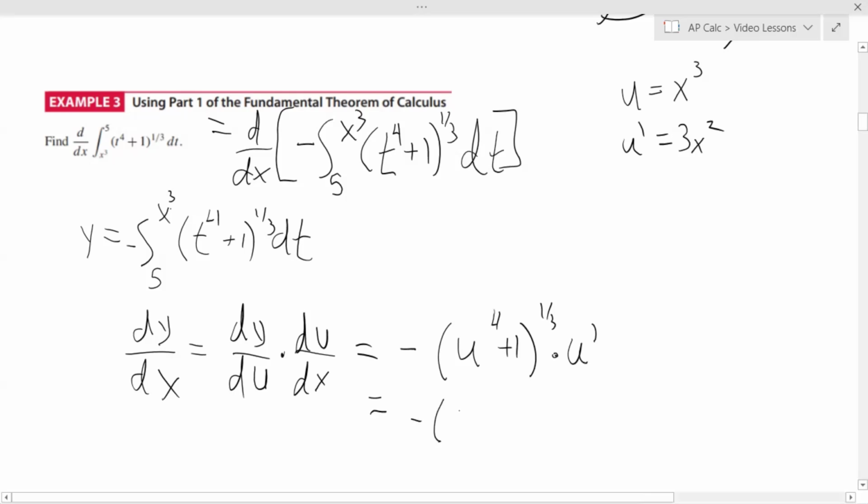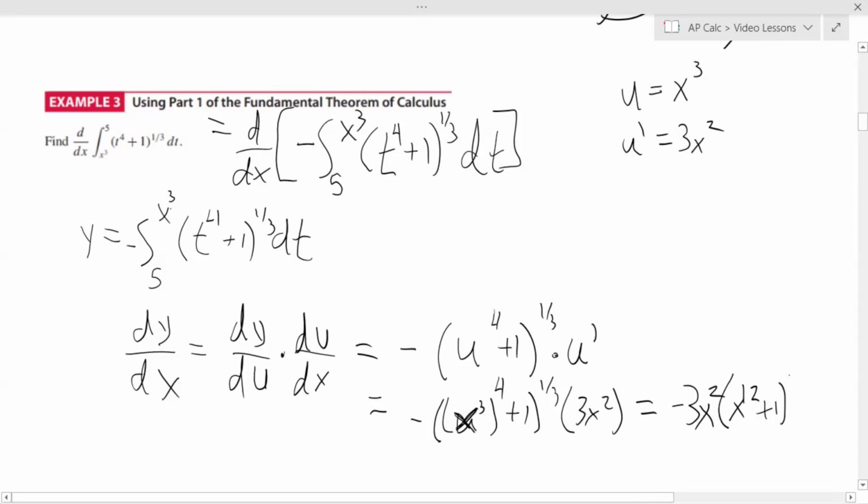And you have negative (x cubed to the fourth plus 1) to the 1/3 times 3x squared, which we can rewrite as negative 3x squared times (x to the 12th plus 1) to the 1/3 power. Okay?